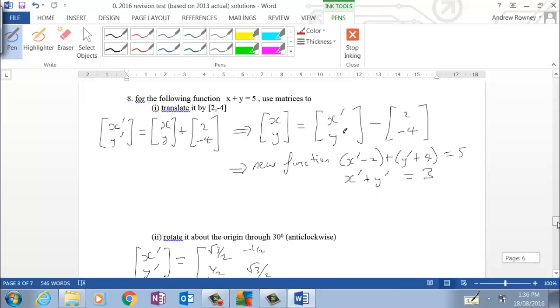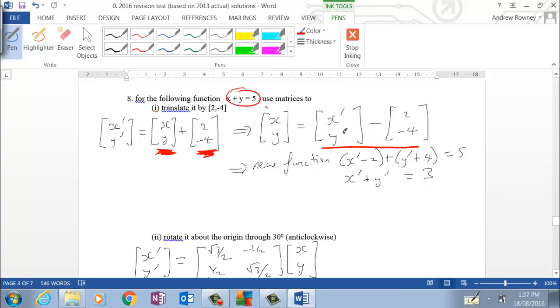Okay, so we have x plus y equals 5. We want to translate it, so it's going to be xy plus your translation vector, and so your new value is going to be your old value plus this, but we want to know what the old value is so that we can actually substitute it into this equation. So rearranged, this is the old value in terms of the new values.